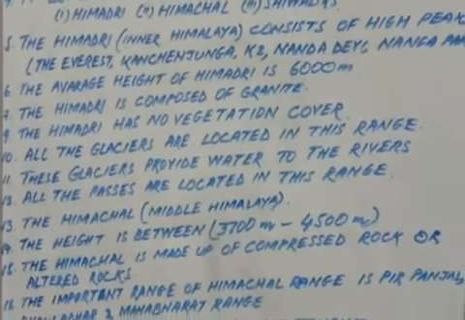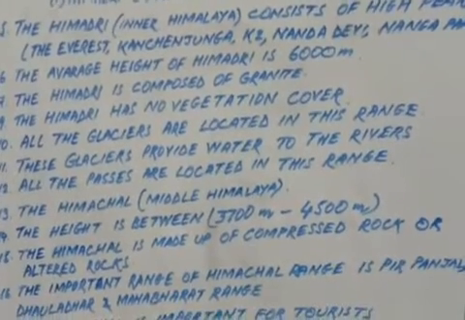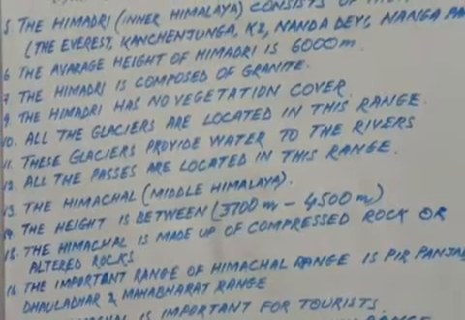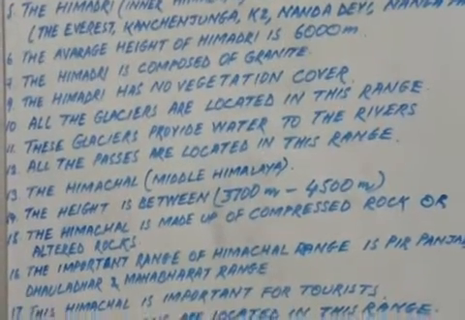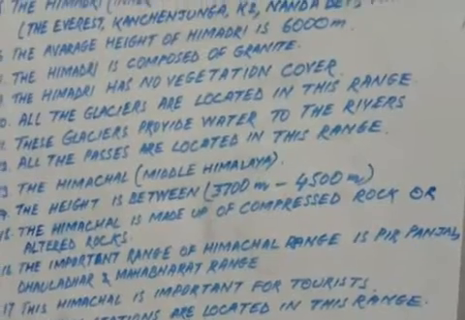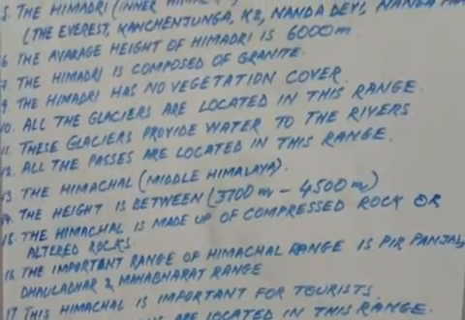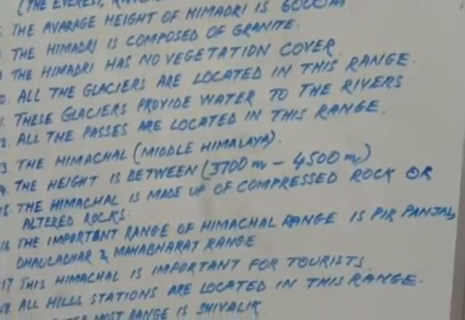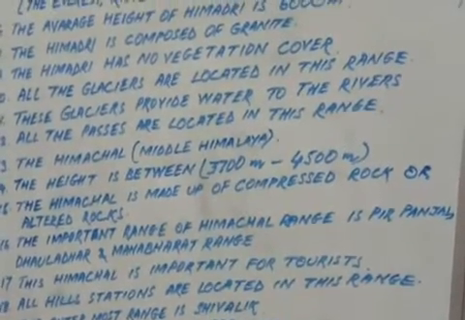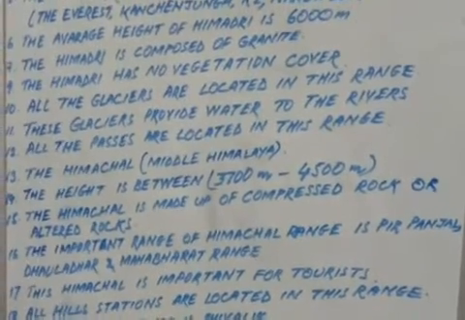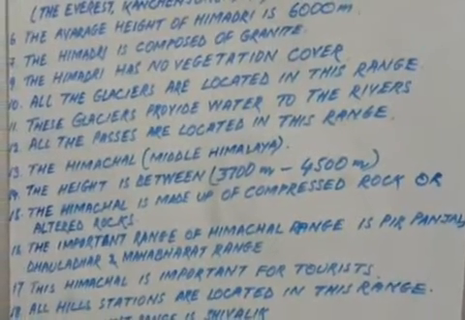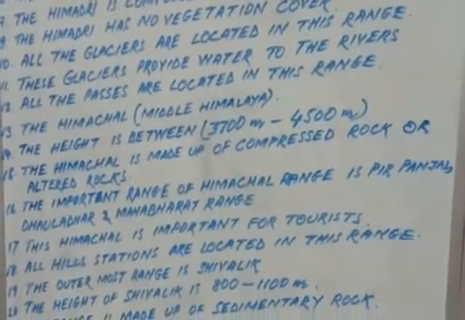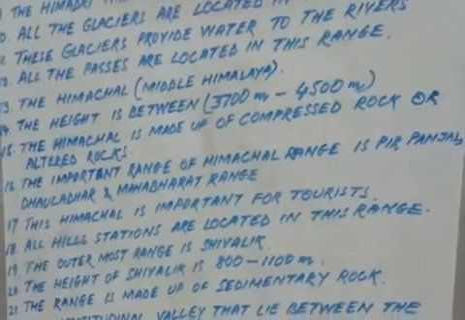Next we come to Himachal, the Middle Himalaya. The height is between 3,700 meters and 4,500 meters. Himachal is made up of compressed rock, or altered rock. The important ranges in Himachal are mountain ranges like Pir Panjal, Dhauladhar, Mahabharat range. All these together make up the Himachal range.